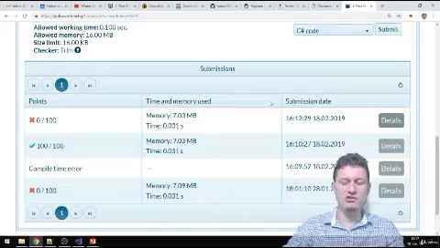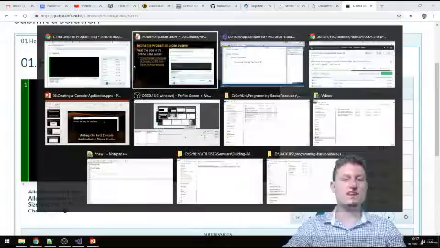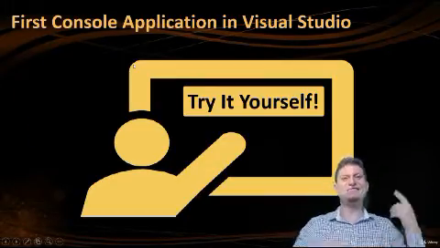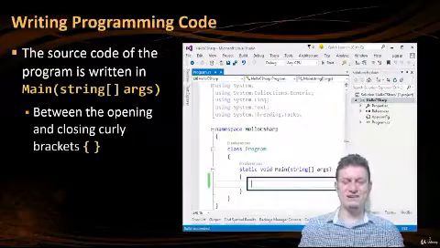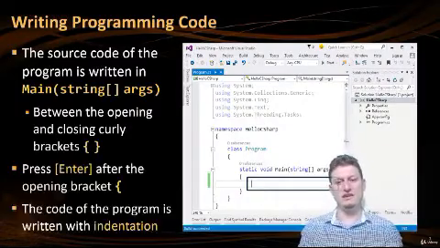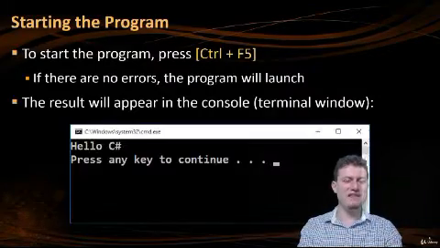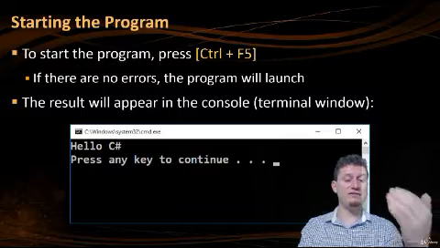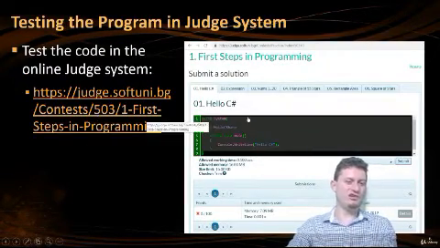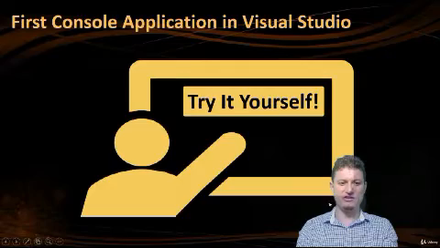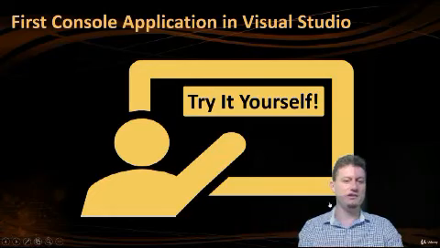So this is how the judge works, and I highly recommend that when you solve your problems, you check them in the judge. So try yourself. Install Visual Studio, run it, create a console application, write your code here, Console.WriteLine hello C#, and finally run it with Ctrl F5, ensure it works correctly, and finally click in the judge. I already showed how to find this contest and submit it in order to see that it really works correctly.